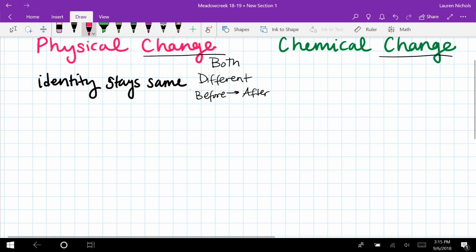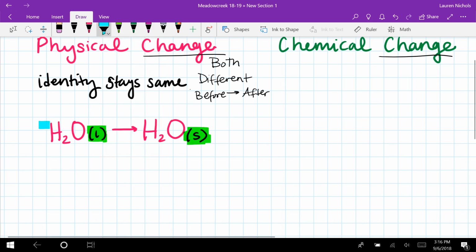For example, if I have water and it is currently a liquid, and you should know that L in parentheses in an equation means liquid from unit 1. If we put it in the freezer and it changes into a solid, there is something different here. It goes from a liquid to a solid. However, the identity of water, H2O, remains the same. Because H2O is the same on both sides, its identity has remained the same. It is not changing the chemical bonds. You still have two hydrogens connected to one oxygen. That bond is still there. A physical change is only going to break the attractive forces between them.